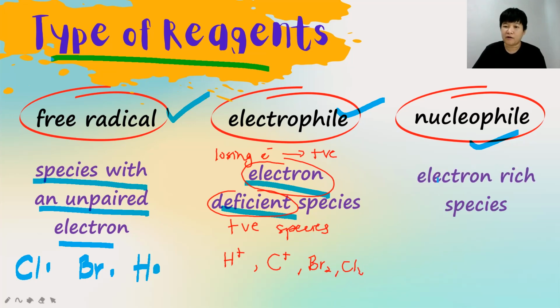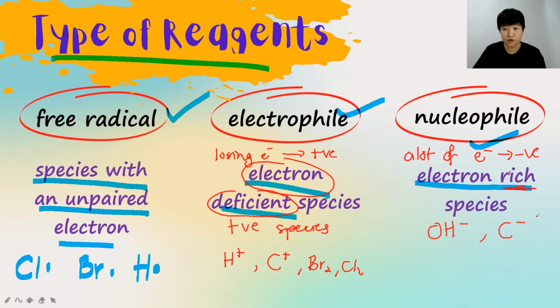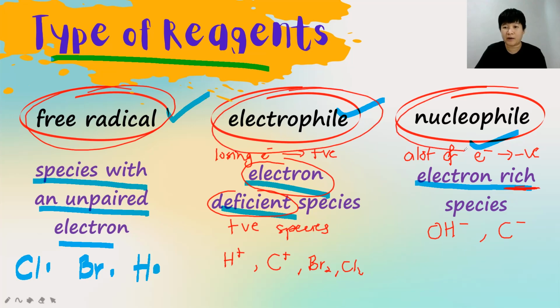While the nucleophile is the electron-rich species. What is meant by electron-rich? Electron-rich means I have a lot of electron. When you have a lot of electron, you are holding a negative charge. Negative charge species, for example your OH-, your C- carbanion, that is all your nucleophile, your electron-rich species. So these are the types of reagent that we will go through one by one, each and every one of them in detail.